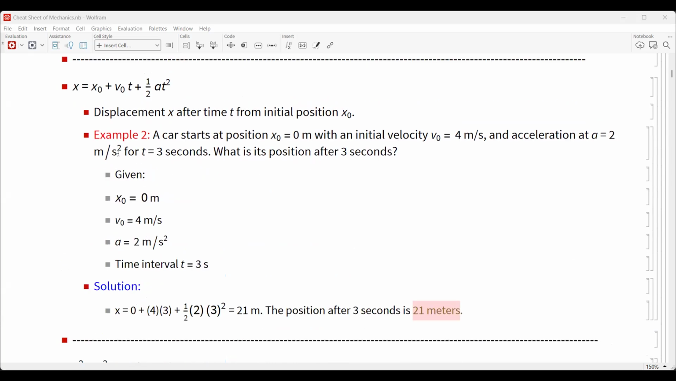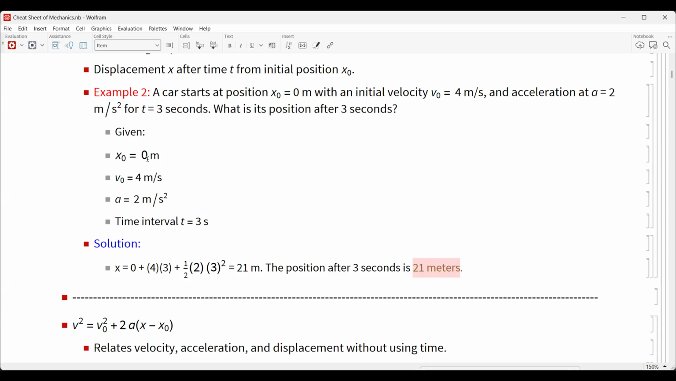Okay, so the next equation is displacement x after time t from initial position x sub 0. Okay, so here is our formula. So the problem here is a car starts at the position x sub 0 equal to 0 meters with an initial velocity of 4 meters per second and accelerates at 2 meters per second squared for time equal to 3 seconds. What is its position after 3 seconds?